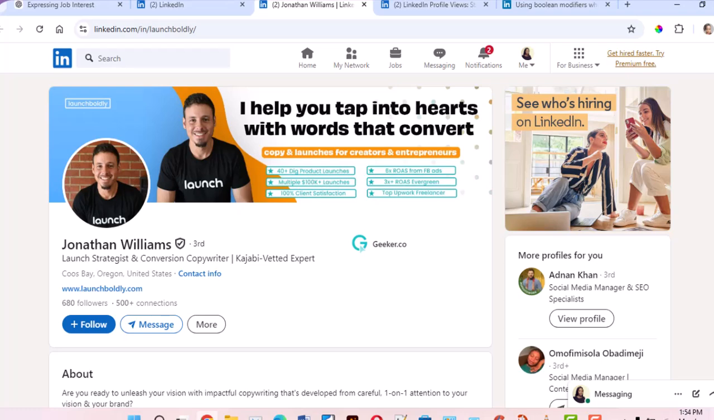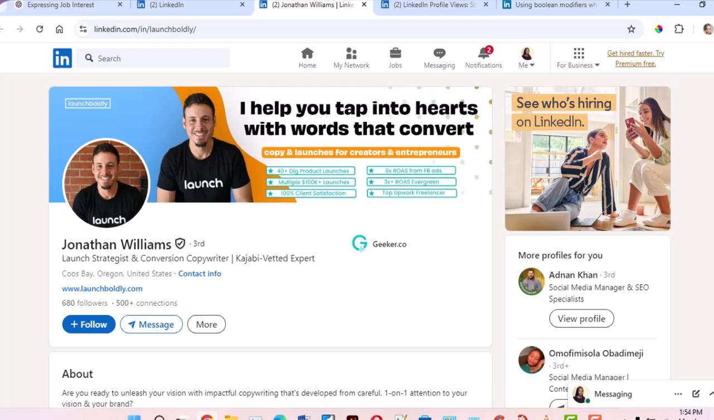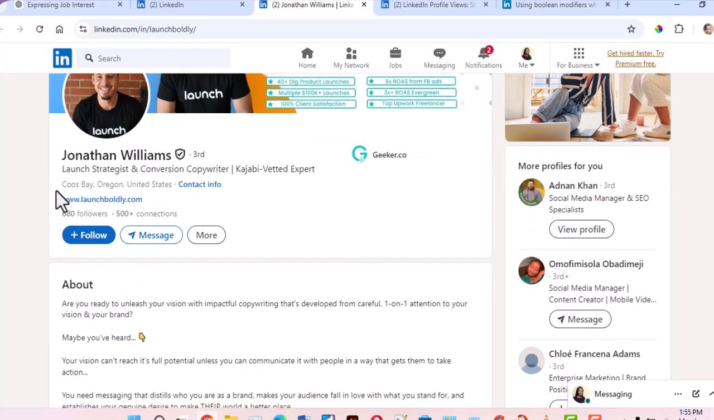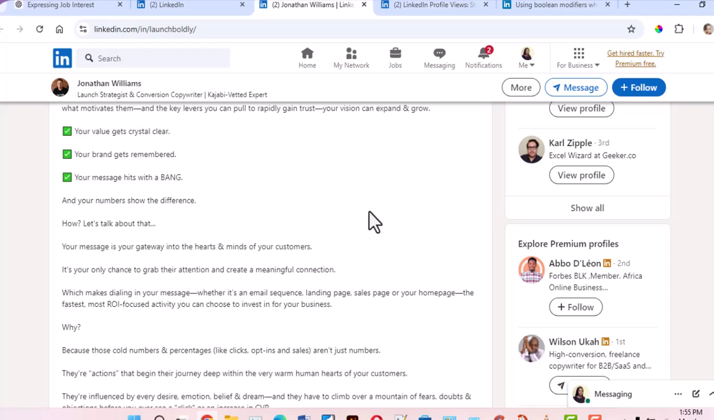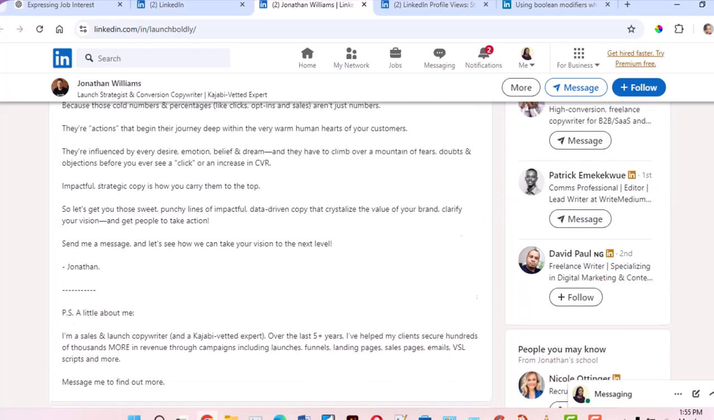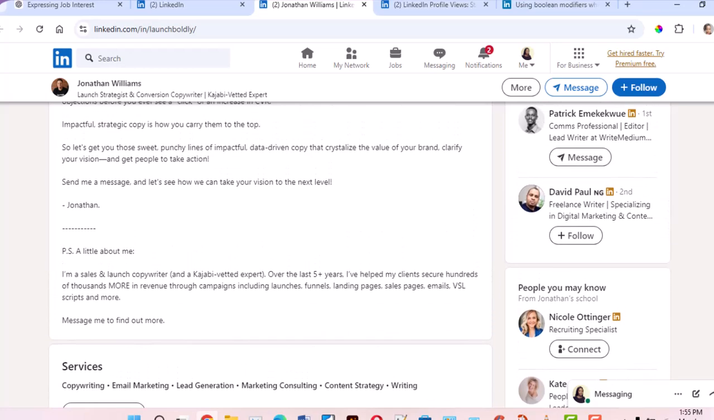This is what an optimized LinkedIn profile actually looks like. You can see the profile picture, what the person does. This is what they do. You can see their website, contact information, where they work, and the about section. You understand what they are saying. This about section is clear. There's no misunderstanding about that.